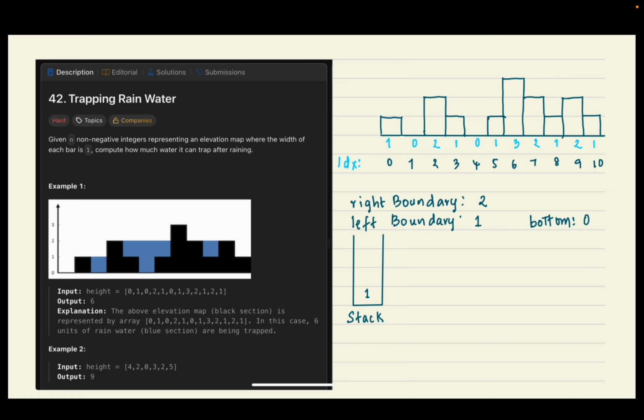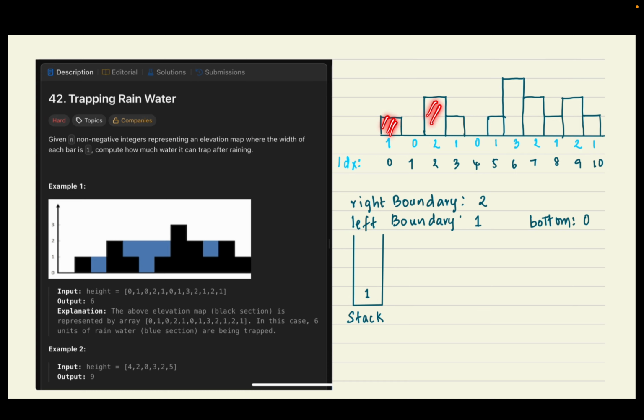Okay, now that I know my left boundary is of height 1, and the current building is of height 2, which is bottom, and my right boundary is of height 2. So this will be something like this. Now what will be the water trapped? Water can be trapped up to the height which is the minimum of left and right. Up to this height only water can be trapped.